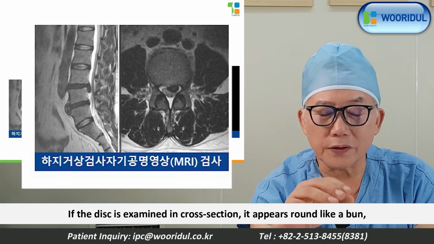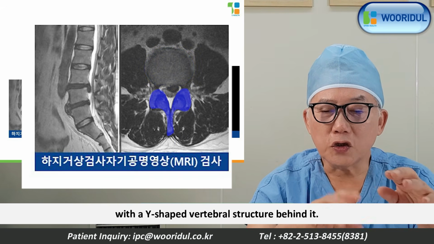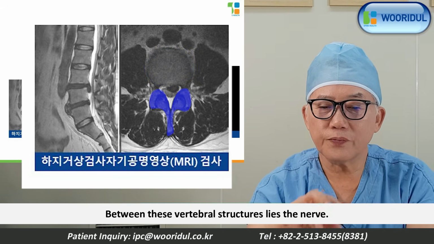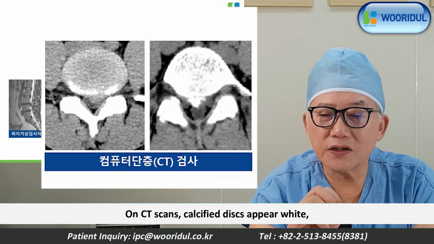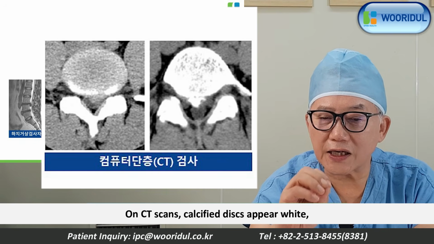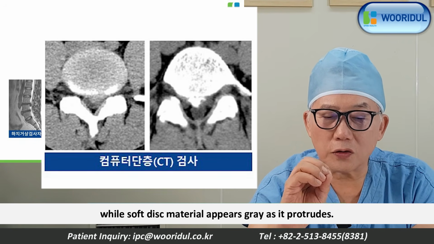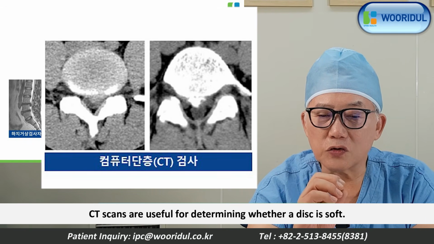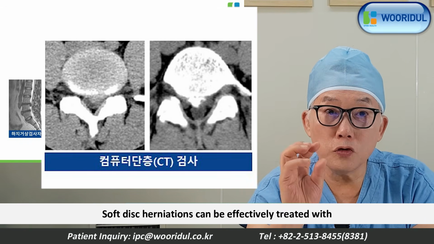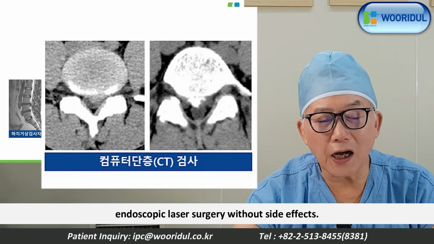If the disc is examined in cross-section, it appears round like a bun, with a Y-shaped vertebral structure behind it. Between these vertebral structures lies the nerve. On CT scans, calcified discs appear white, while soft disc material appears gray as it protrudes. CT scans are useful for determining whether a disc is soft. Soft disc herniations can be effectively treated with endoscopic laser surgery without side effects.